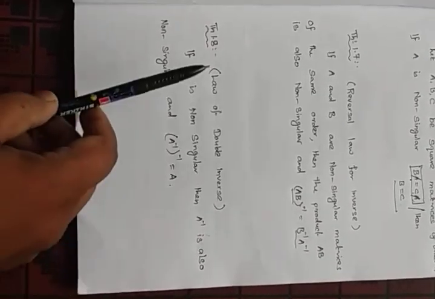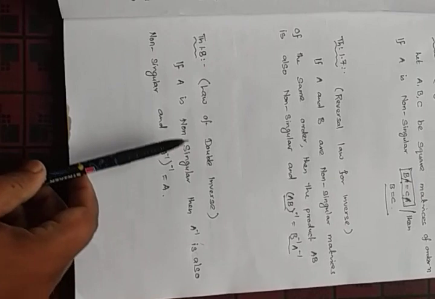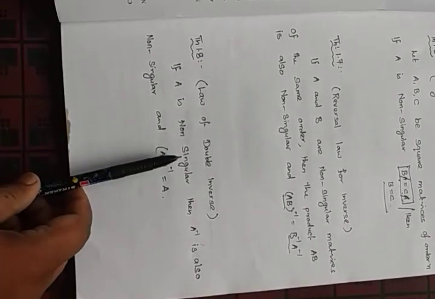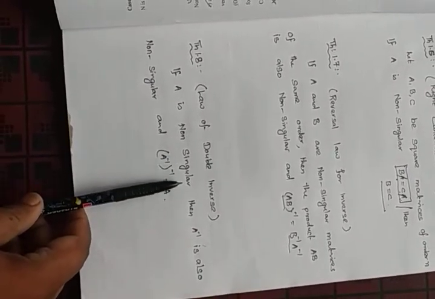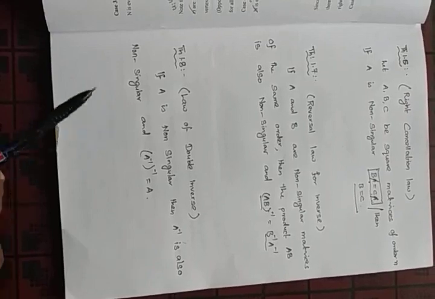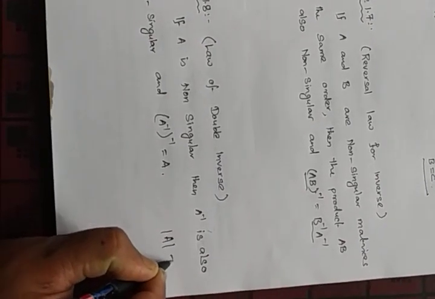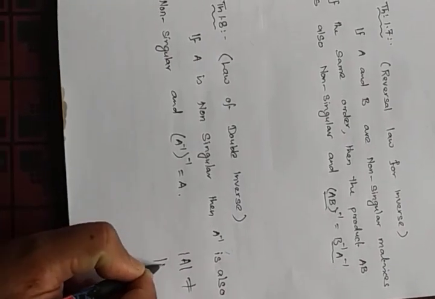The next law we have is the law of double inverse. What they are saying in the law of double inverse is: if A is non-singular, as you know the determinant value should not equal 0, then A inverse is also non-singular. Both A as well as A inverse should be non-singular, which means the determinant of A should not equal 0 and the determinant of A inverse should not equal 0.